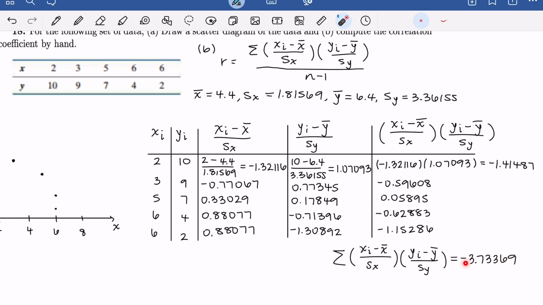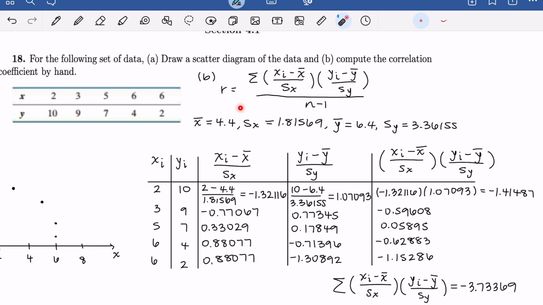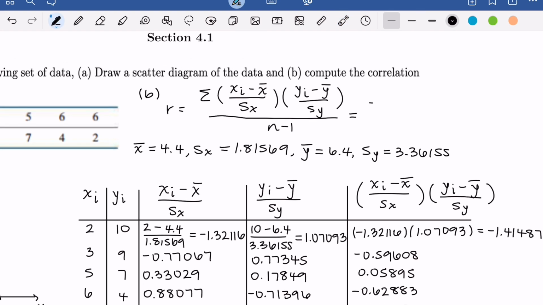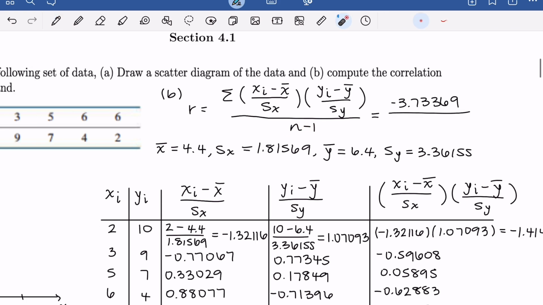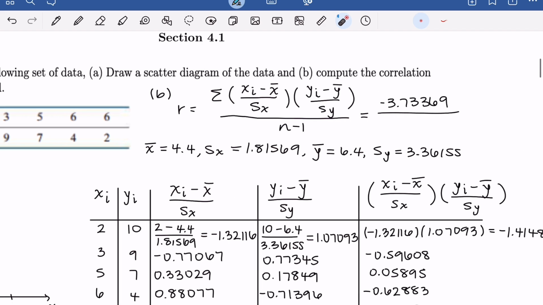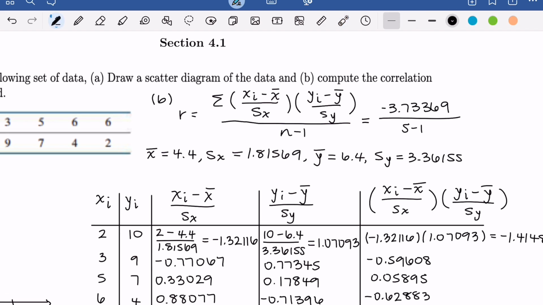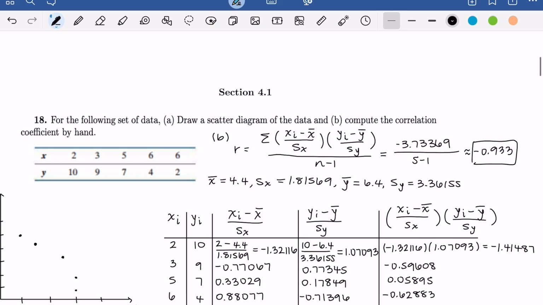So we're going to plug this value directly into this formula here. This will become the numerator of this guy. So we're going to have negative 3.73369 in the numerator. In the denominator, we're going to have n minus 1. We know we have 5 points here, so this would be 5 minus 1, which gives us 4. So plugging this into our calculator, this is going to be roughly negative 0.933. So that is how we would find the correlation coefficient by hand.